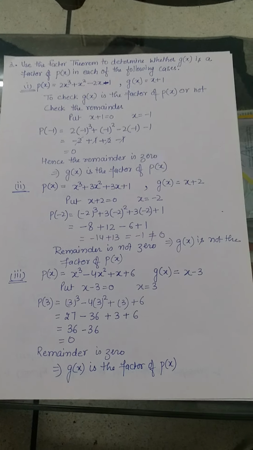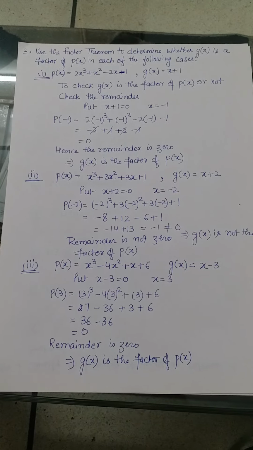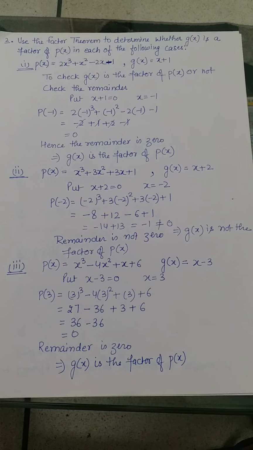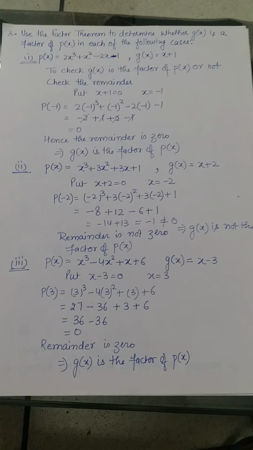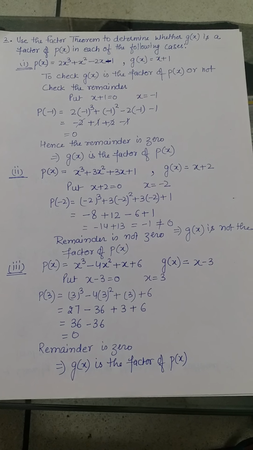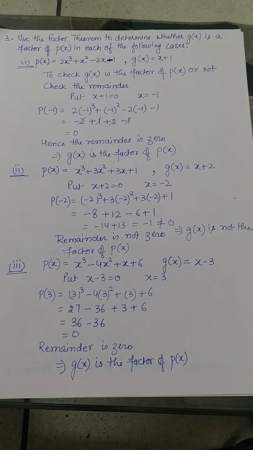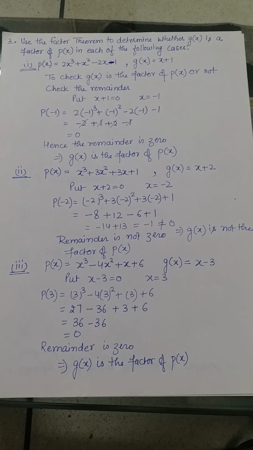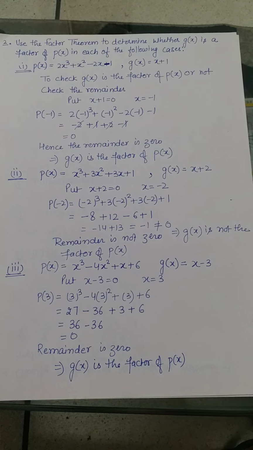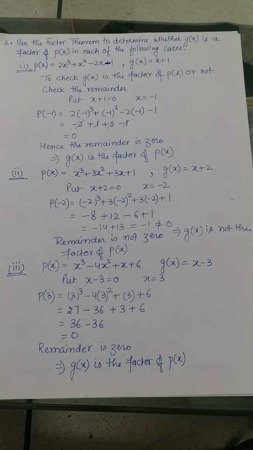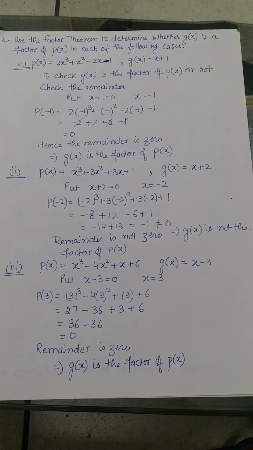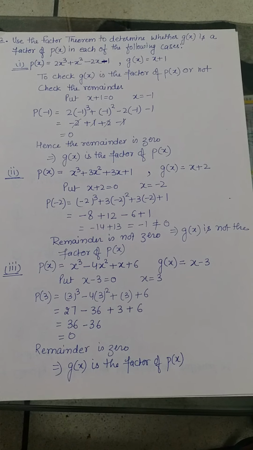Now question number 2: use the factor theorem to determine whether g(x) is a factor of p(x) in each of the following cases. In this we have some polynomials p(x) and we have to check whether g(x) is a factor of the polynomial or not. Same as question number 1, you have to put g(x) equals 0, find the value of x, and after that put that value in polynomial p(x). If the remainder is 0, then it is a factor, otherwise it is not a factor.